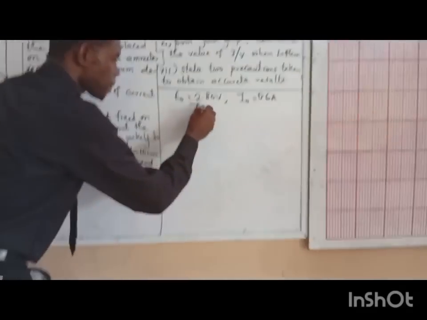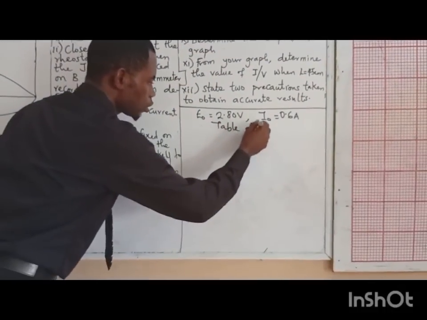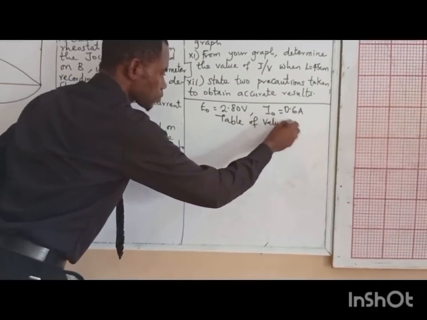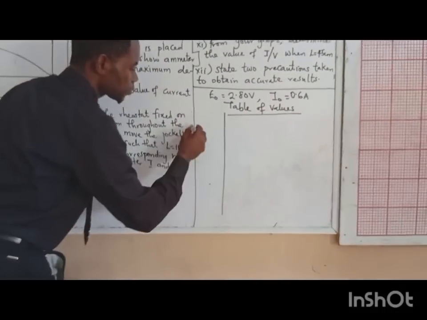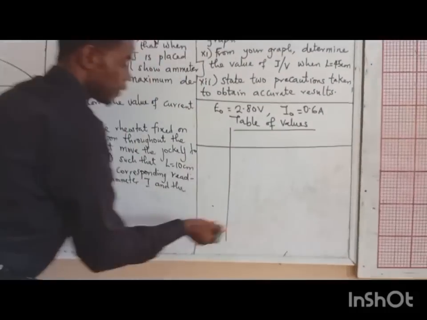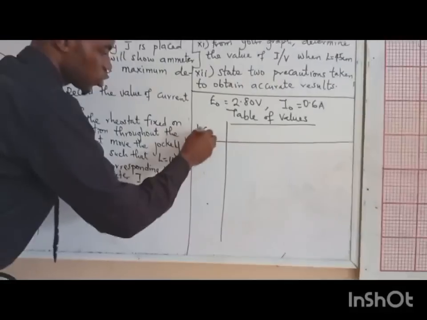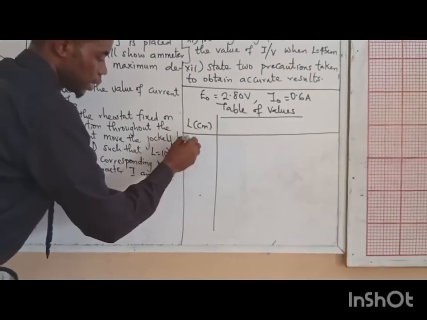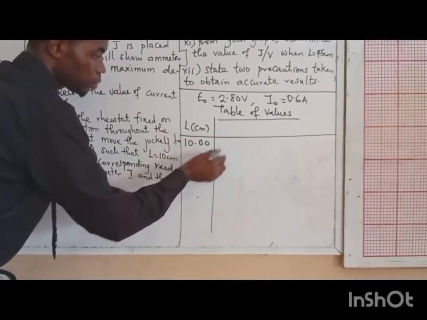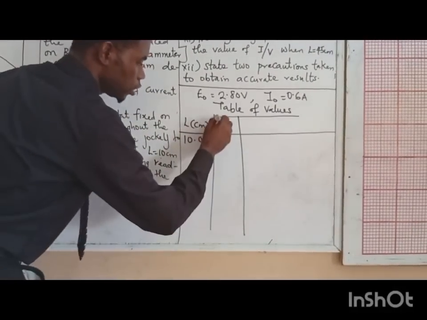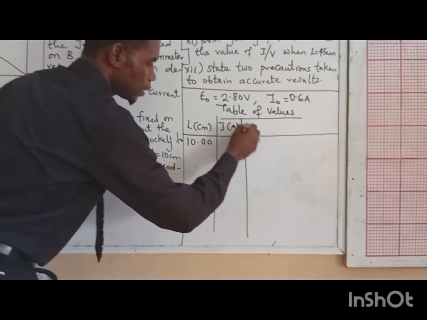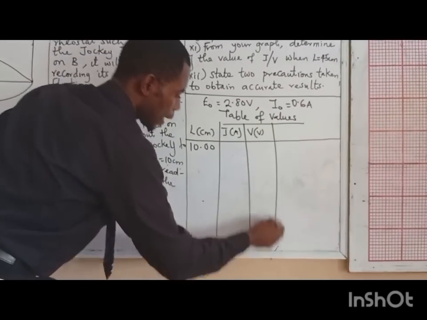But before I go there, let me prepare my column. I need a table of values. If you like, I can put serial number, but there's no space for me. For 10, maybe 10.00 centimeter. I need readings for ammeter and readings for voltmeter.